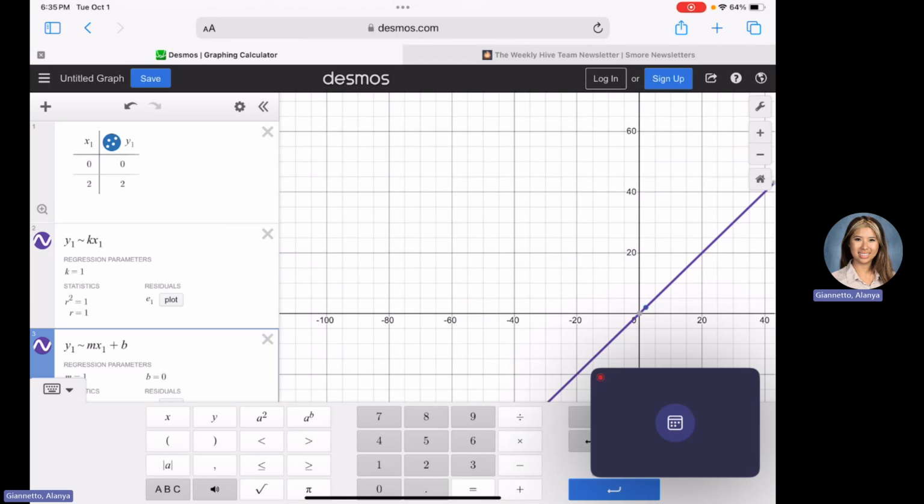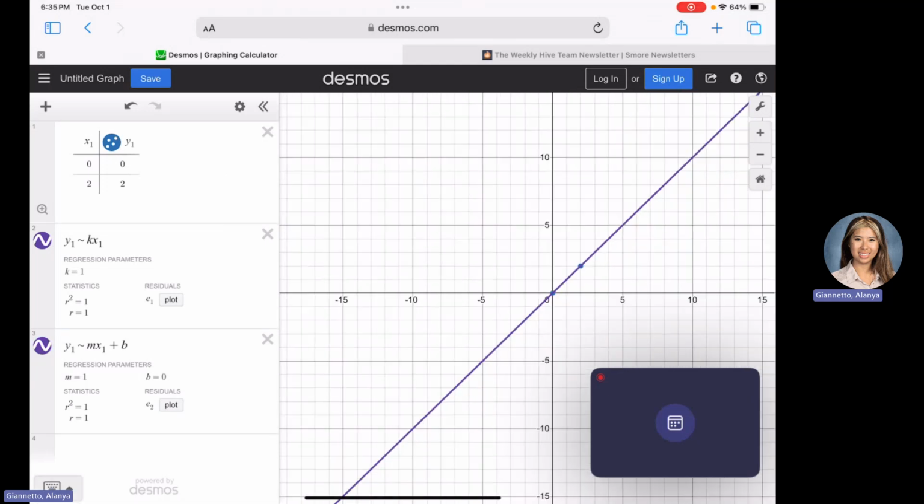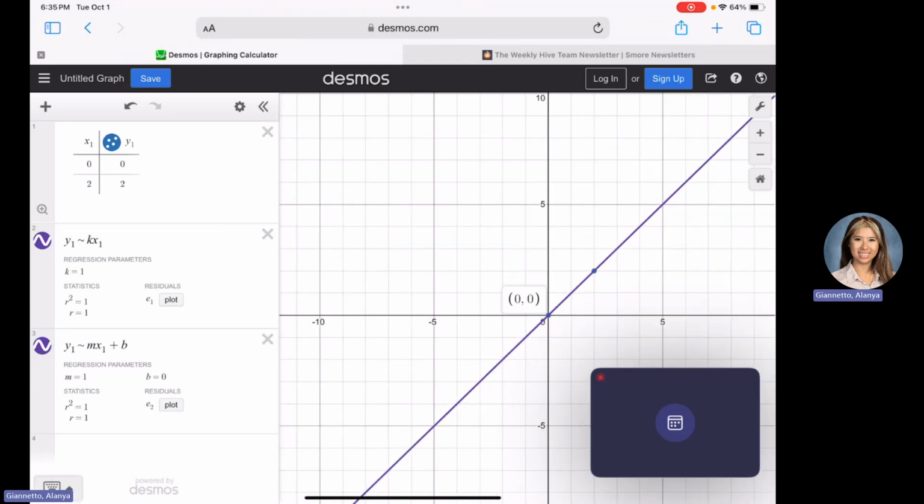Because in a proportional relationship, the line will always go through the origin, as you can see right here. This is the origin. But in a non-proportional relationship, it might not go through the origin. But as you can see, our m is 1, so the k and the m match. The b is 0. So that's how we know it is proportional, because our y-intercept is 0.